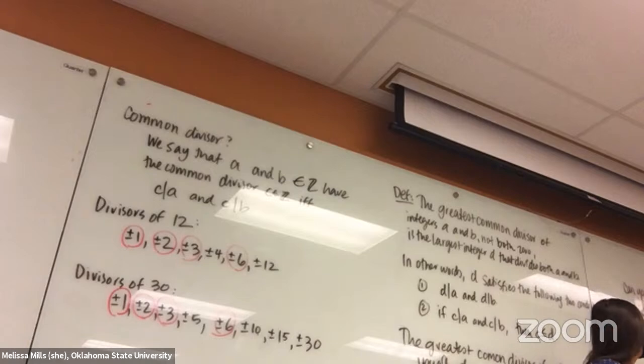Any examples of numbers that have GCD equal to 1? Austin? 5 and 2. Okay, so the GCD of 5 and 2 is 1. Okay, any other examples? Yeah, Melissa? I think 9 and 28. 9 and 28.